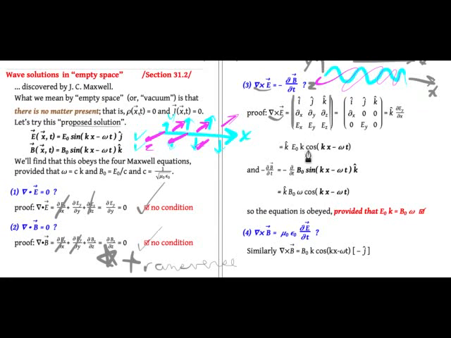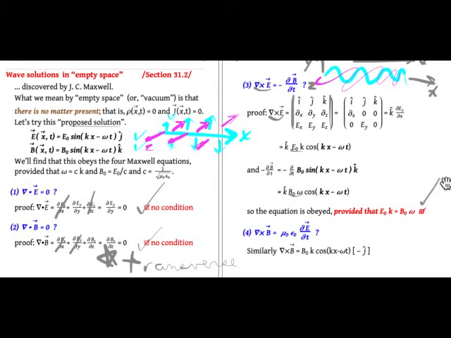And these have to be equal to satisfy Faraday's law. And the equation is satisfied. It has the same direction, k hat. It has the same x and t dependence, cosine of kx minus omega t in both cases. It's just that this coefficient and this coefficient must be the same. So this proposed solution works provided E0 k is equal to B0 omega.